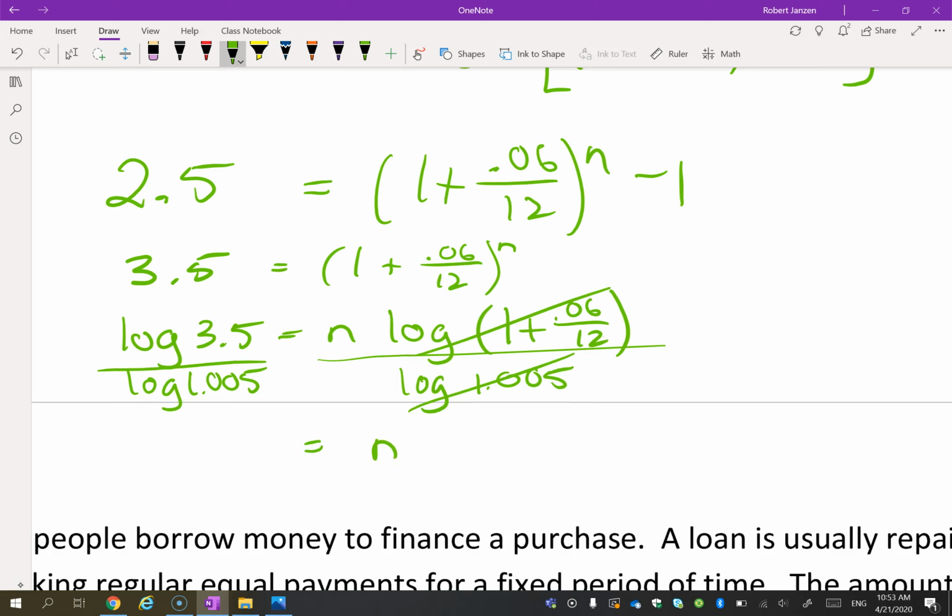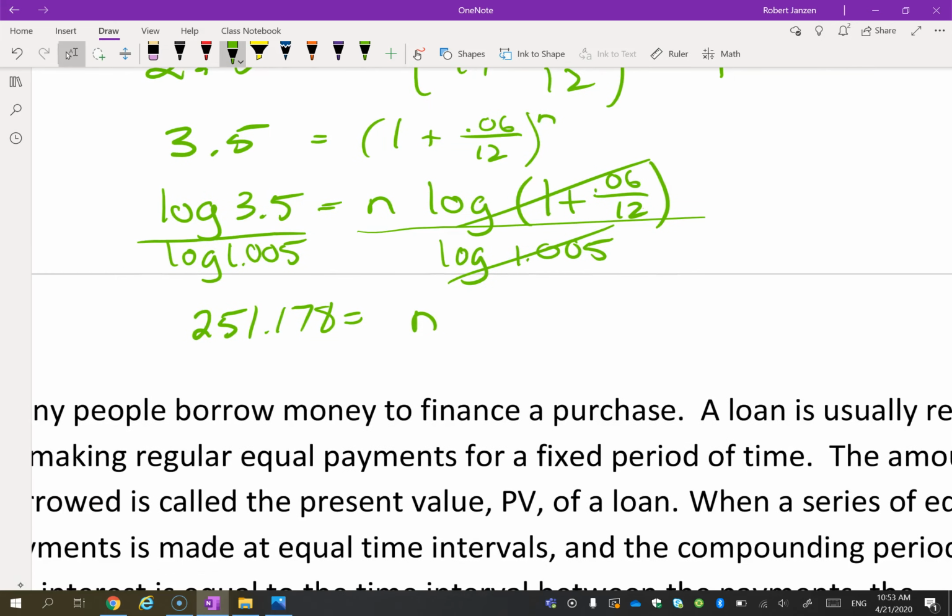So N is log 3.5 divided by log 1.005. So N is 251.178. But if I want to make the number of payments, N is going to be 251 payments. Approximately. Might be slightly more, but 251 times you're going to put in $200.